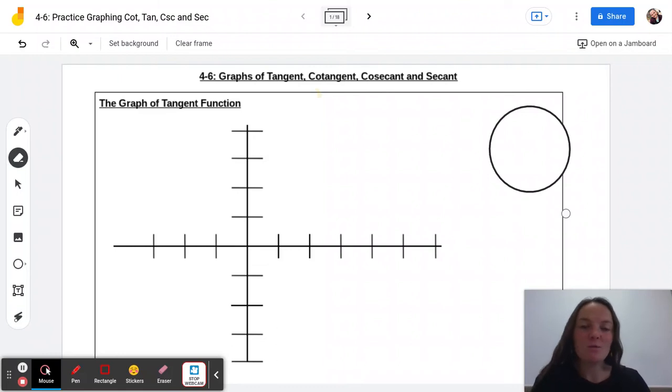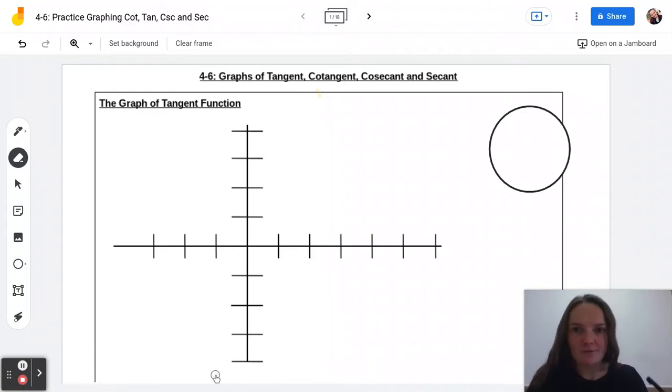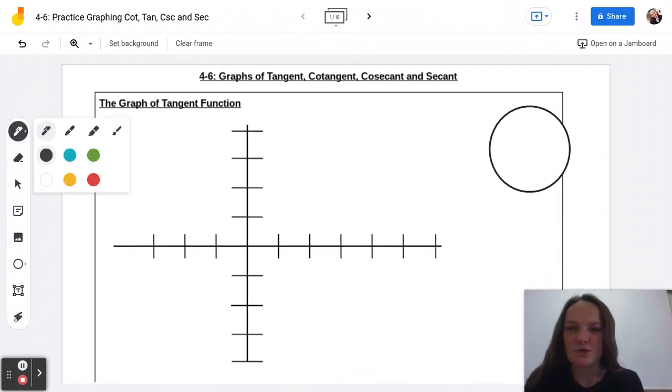Everyone, so today we're going to be going over 4-6, graphs of tangent, cotangent, cosecant, and secant. So I know we've all really been looking forward to this day. We're wondering, okay, I know what sine and cosine look like. What do tangent, cotangent, cosecant, and secant look like? So we're going to answer those questions today.